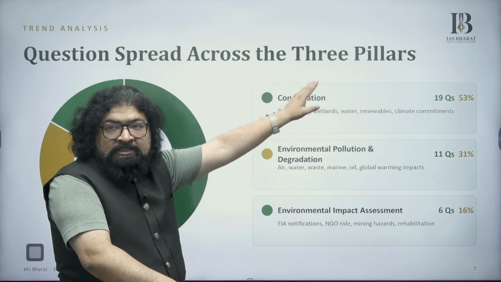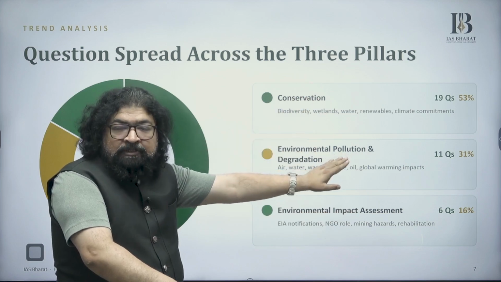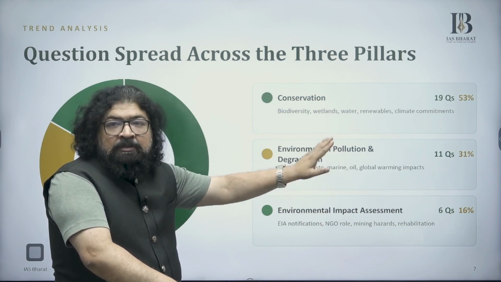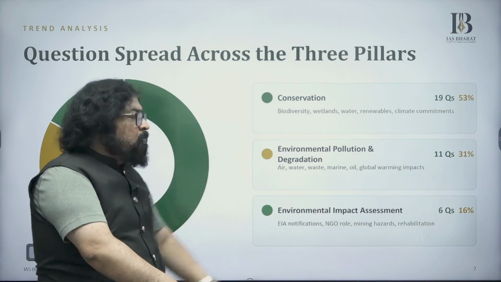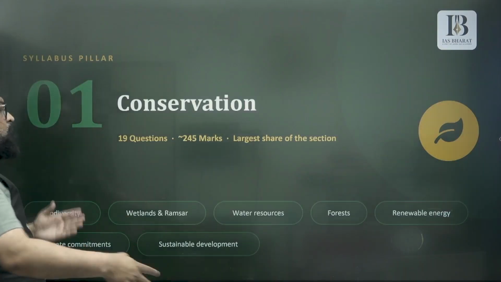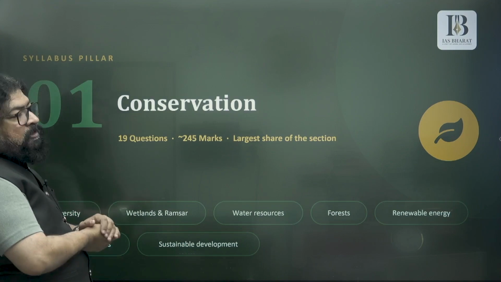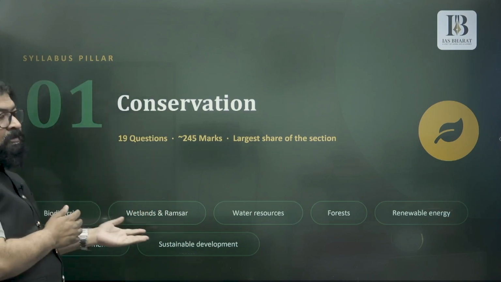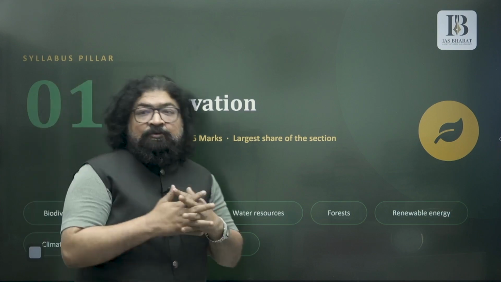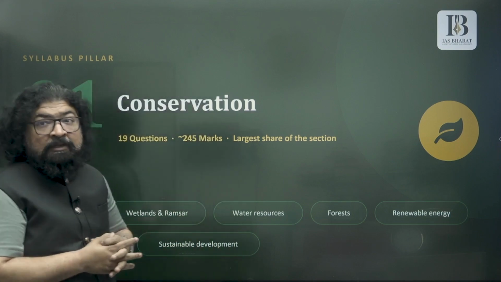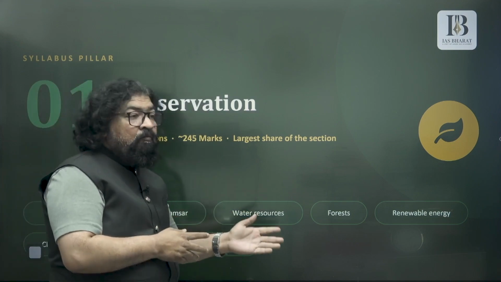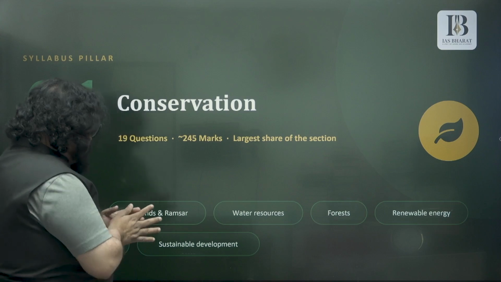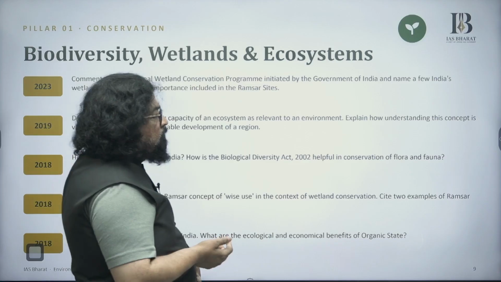If you see, conservation, pollution and degradation are very, very important topics for the environment subject in GS3 paper. From 2013 onward, 19 questions for 245 marks, the largest share of the segment. Mostly biodiversity, then Ramsar site, where direct questions have been asked, wetland conservation management policy, forest conservation, then again the energy part, renewable energy, solar power and all, then sustainable development, climate commitment, right?